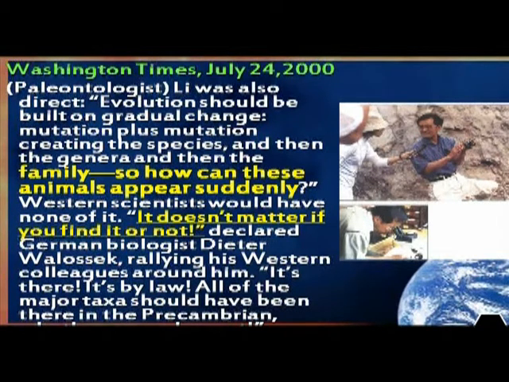It doesn't matter if you find it or not, declared German biologist Dieter Walosek. Those Germans are always causing problems. I'm married to one, that's why I can say that. Rallying his Western colleagues around him, listen to what this Western scientist says. It's there. It's by law. All of the major taxa should have been there in the Precambrian, whether proved or not. Don't give me the evidence. We have a law, and that's how they treat evolution.